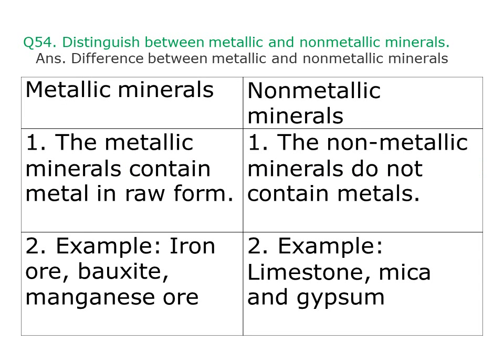Distinguish between the metallic and non-metallic minerals. Metallic minerals contain metal in rock form. For example, iron ore, bauxite, manganese ore. Non-metallic minerals do not contain metals. Example, limestone, mica and gypsum.